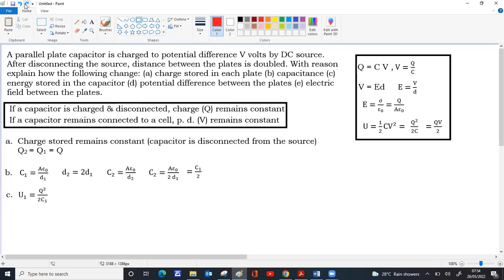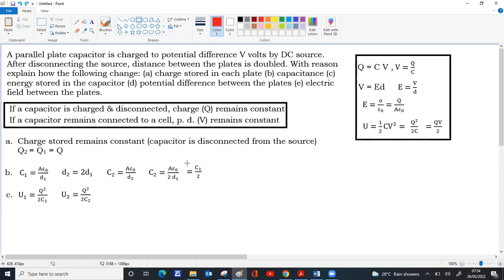The third one, energy. Energy, there are 3 formulas: Q square by 2C, QV by 2, half CV square. In this, charge remains constant. So I'm leaving half CV square. I'm going for Q square by 2C because here Q is constant and the change in C we already know. So U1 is Q square by 2C1. U2 will be Q square by 2C2.